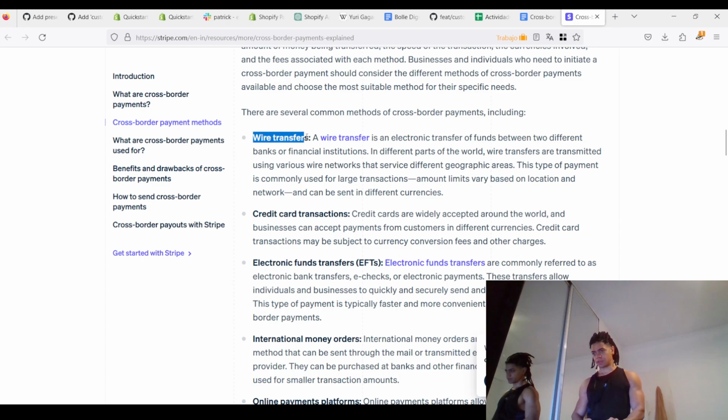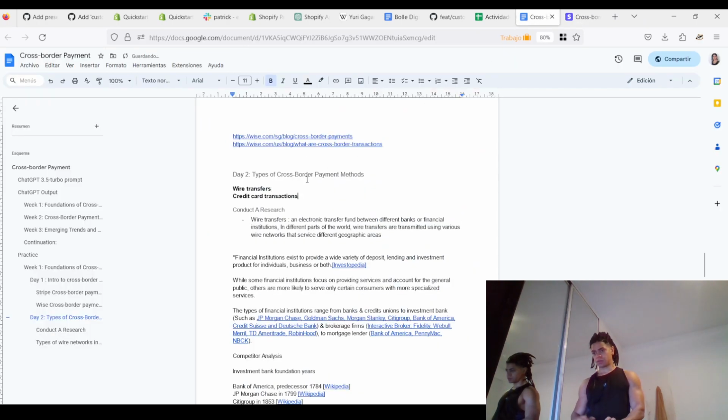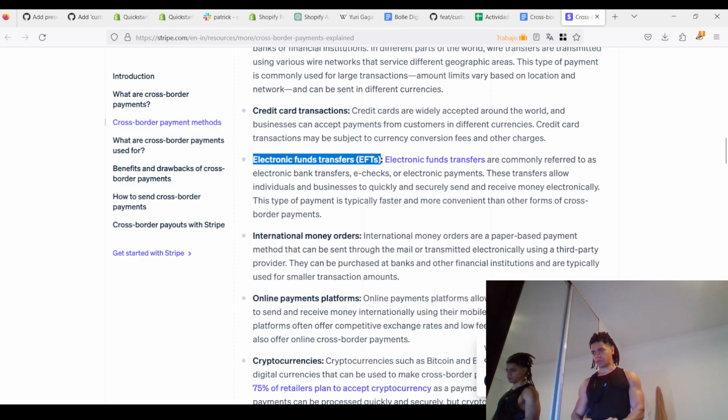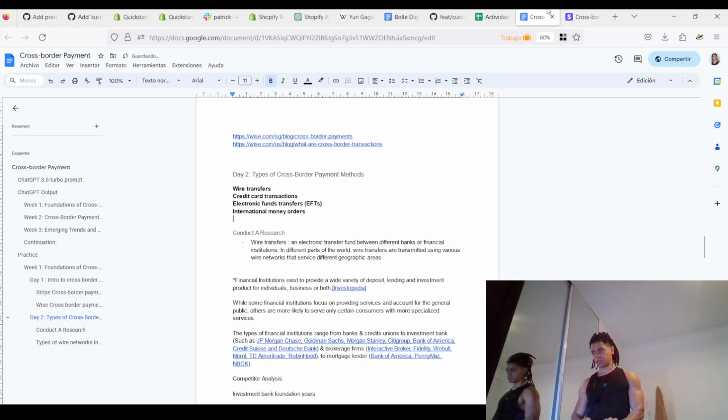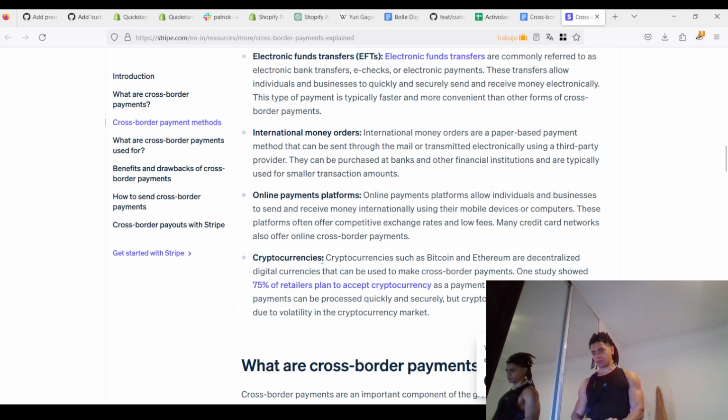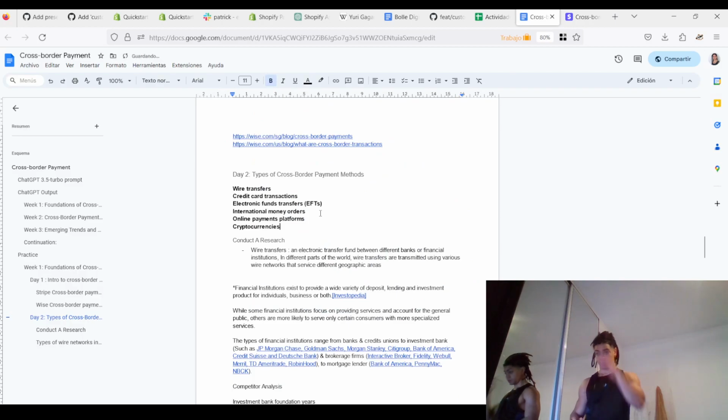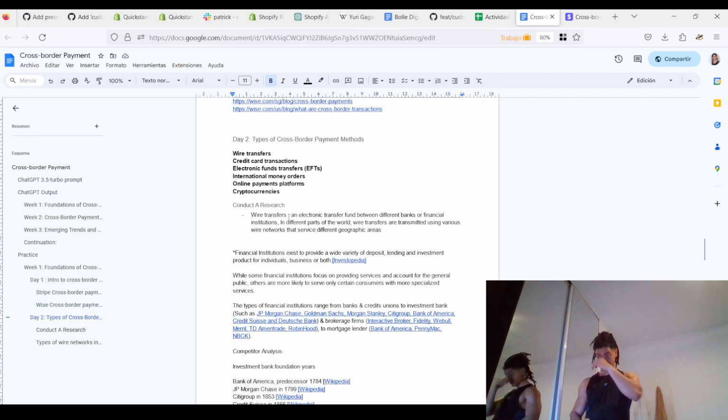So here we have all of this: wire transfer, as well as credit card transaction and electronic fund transfer, international money orders, online payment platforms, and cryptocurrencies. These are the types of cross-border payment according to Stripe.